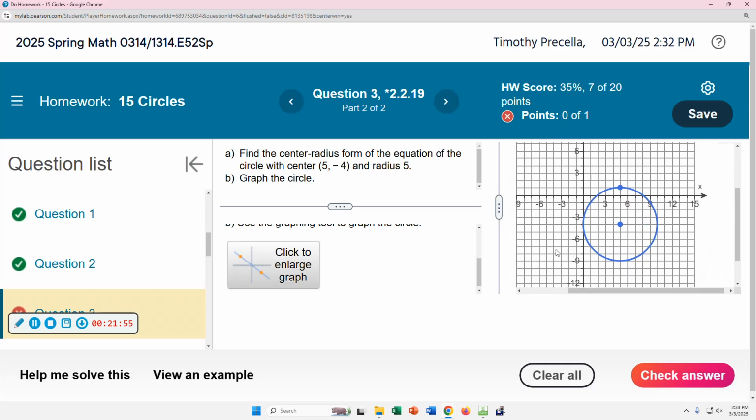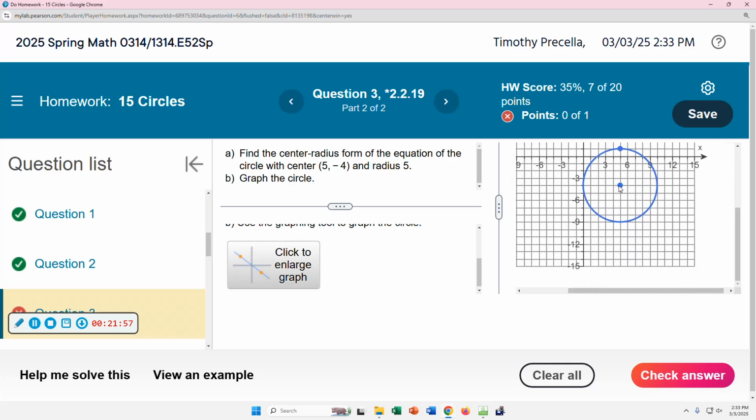Okay. Count 5 units from the center at 5, negative 4. 1, 2, 3, 4, 5. I just moved 5 units left, or I can move 5 units right. Or you could have moved 5 units down. Any questions there? You're using the radius to get that second point. Whatever the radius is, that's how many units you have to move. It's up to you: up, down, left, or right.